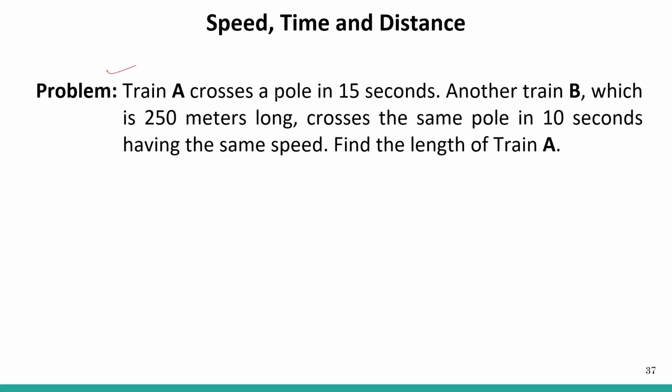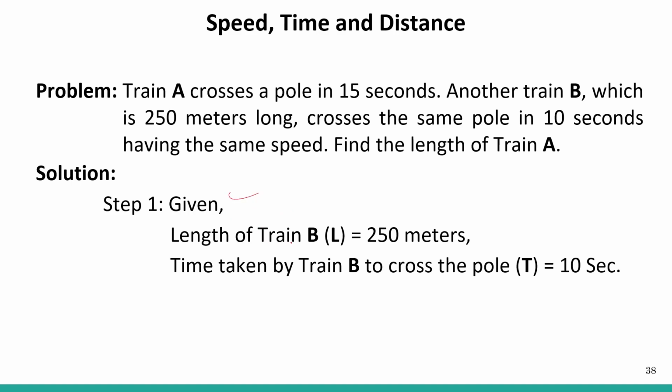So train A crosses a pole in 15 seconds, and another train B, which is 250 meters long, crosses the same pole in 10 seconds. Having the same speed, find the length of train A. So given that the length of train B is equal to what? 250 meters, and the time taken by train B to cross the pole is 10 seconds. So the speed of the train is equal to what?